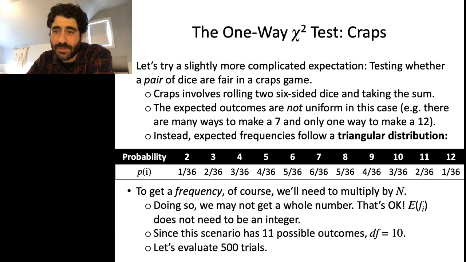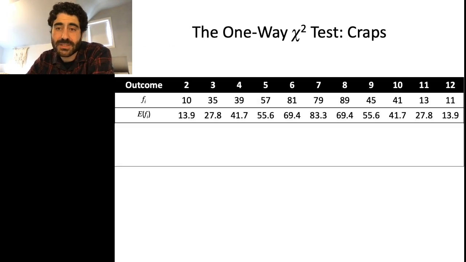Okay, so let's look at an example where we have 500 rolls, and the first statistic we're computing here is just the frequencies, right? Out of these 500 rolls, we got two 10s, we got 35 3s, and so on. What we'd like to test is this data distribution that we see here, which is the top line, right? These counts that we see in our data. Is this consistent with someone rolling two dice fairly and reporting the sum?